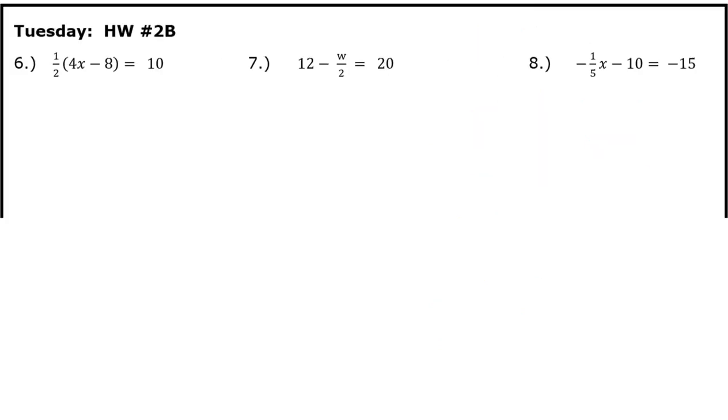All right, let's take a look at the next section here. Number 6 is exactly like I just showed you, so I'm going to skip that one and go right to number 7. So with number 7, you'll notice that my variable is the second term, not the first term, right? And it's important that I box out these terms for you so that you can see who gets that minus sign. The minus sign belongs to the w over 2 term, not the 12.